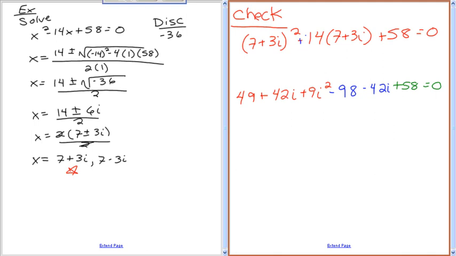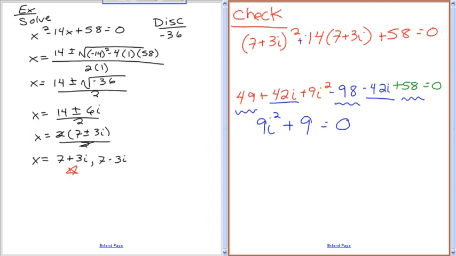So at this point, I'm going to look at combining like terms together. So I have a 42i and a negative 42i, so those cancel out. And then I have a positive 49 and a negative 98 and a positive 58. So adding those together, I get 9. And then I have this 9i squared, and that has to equal 0.